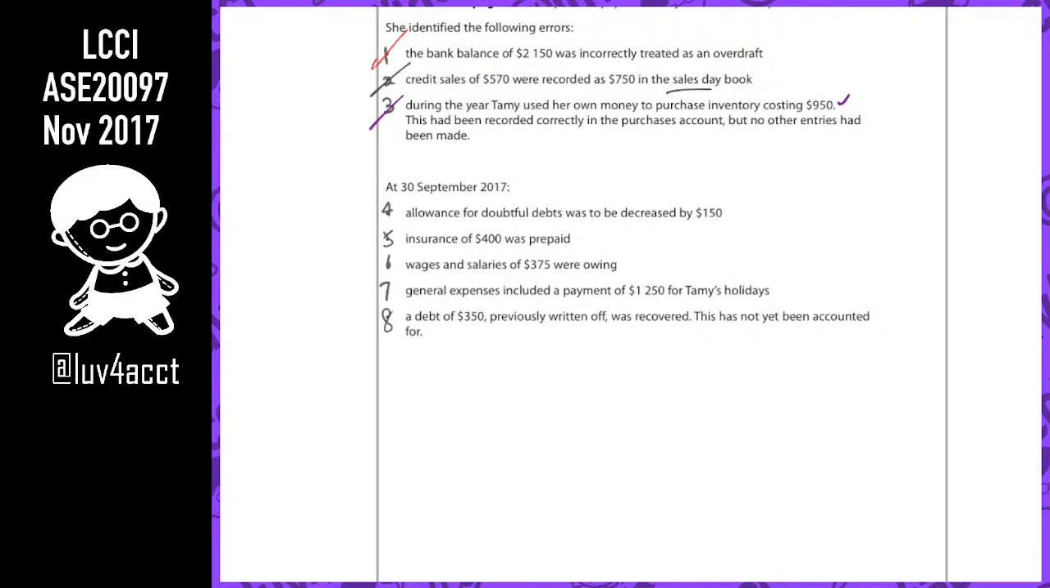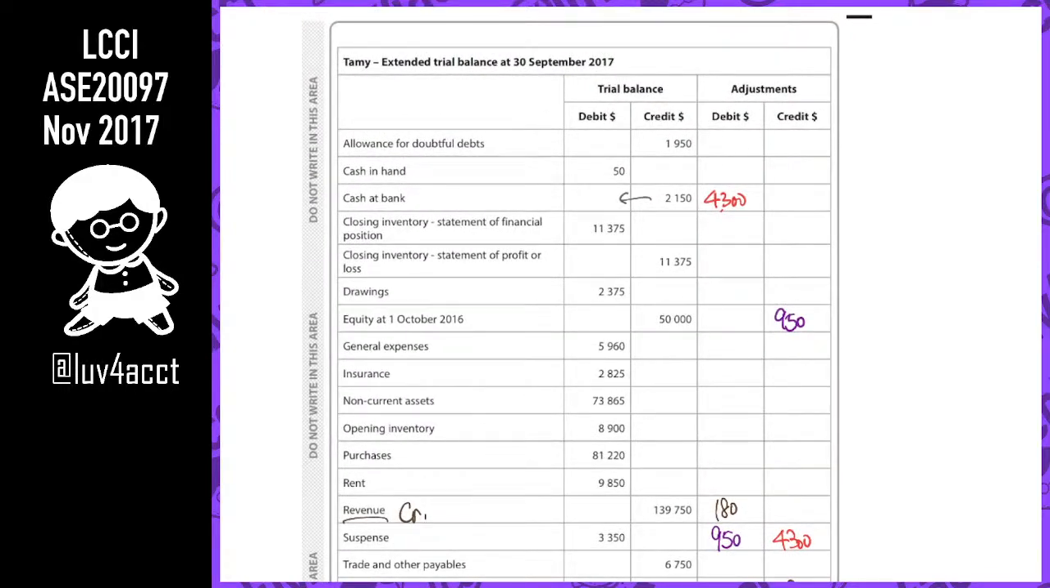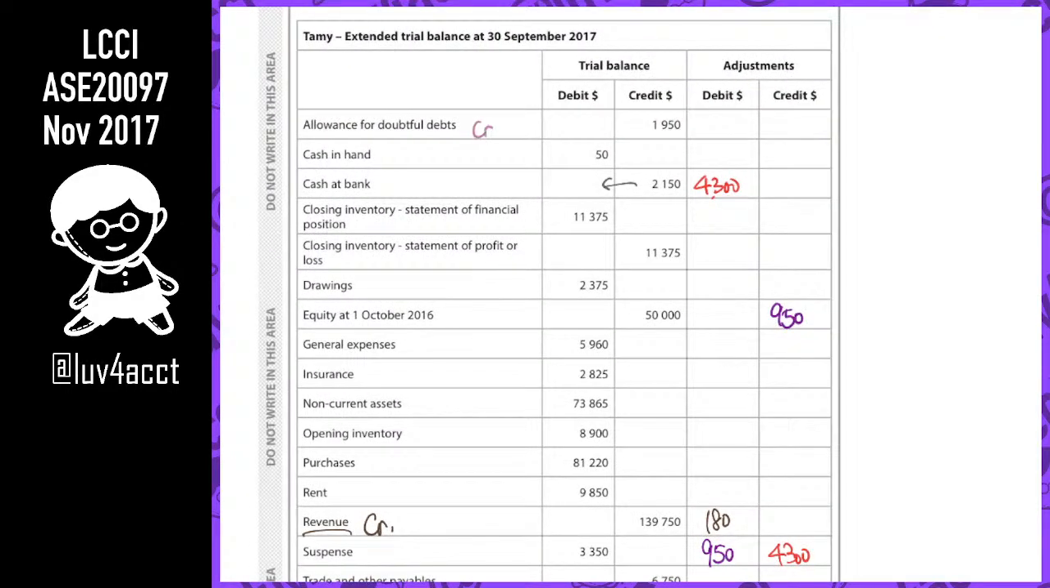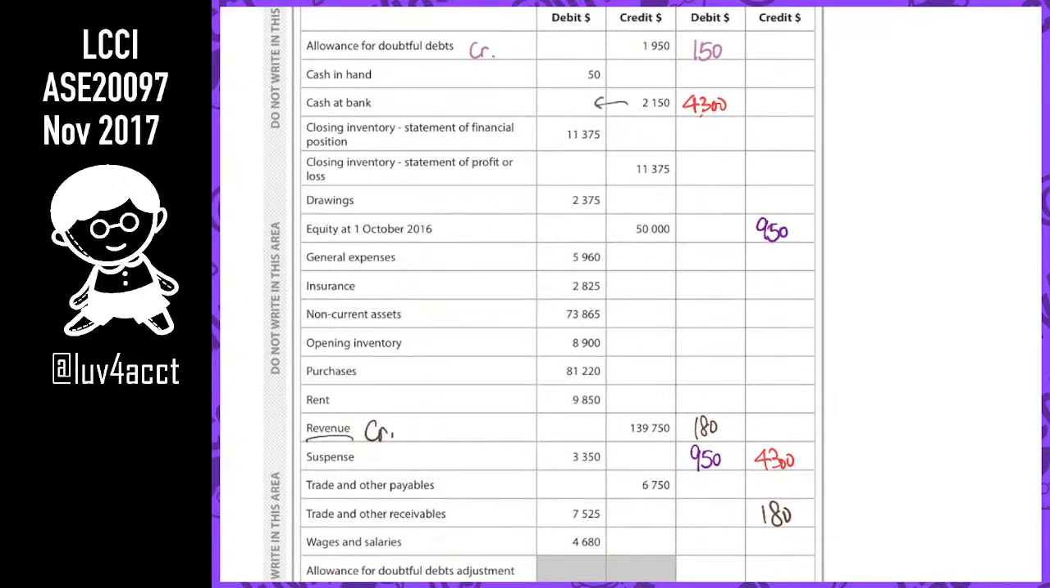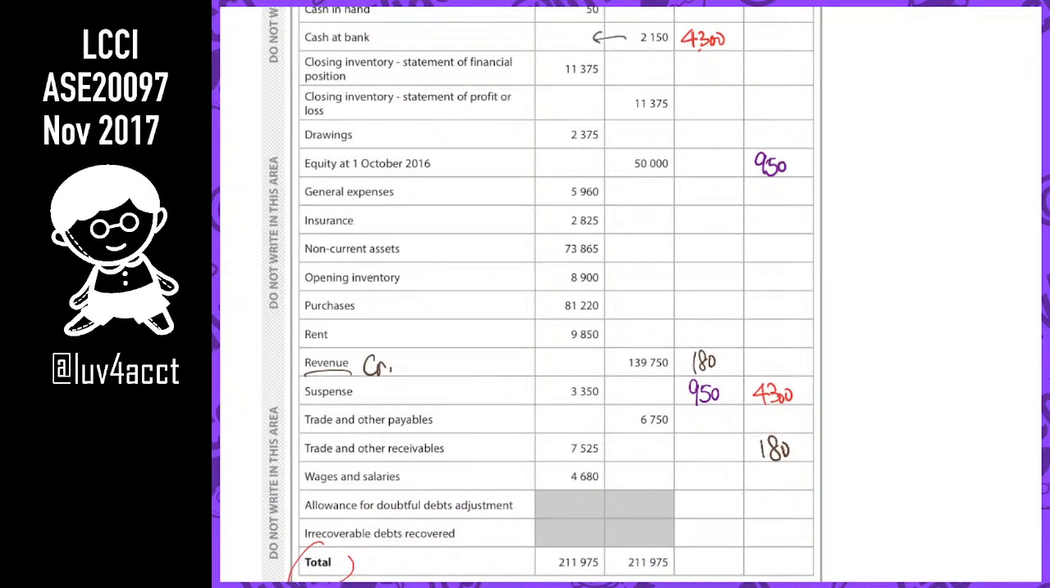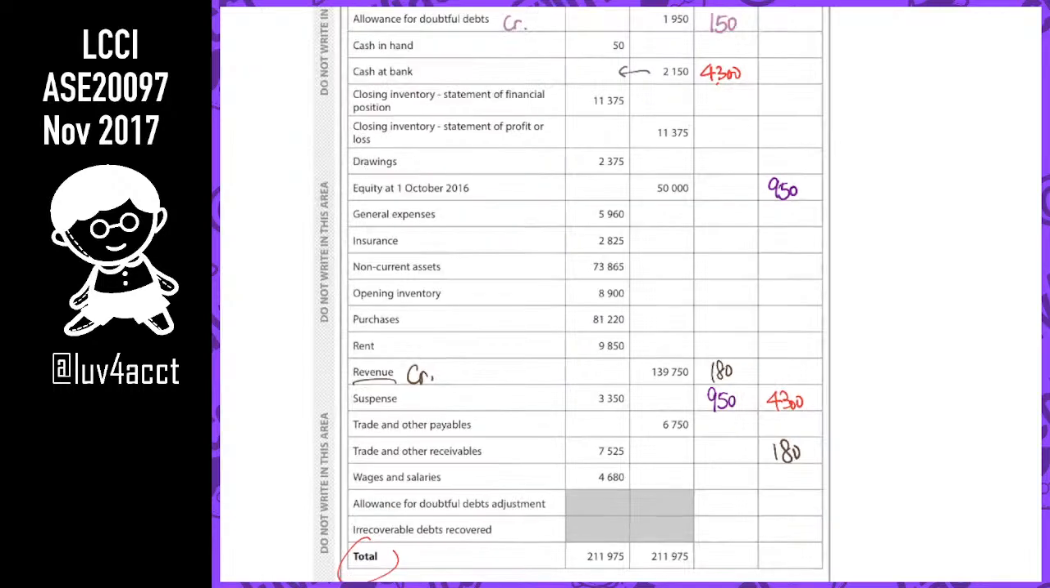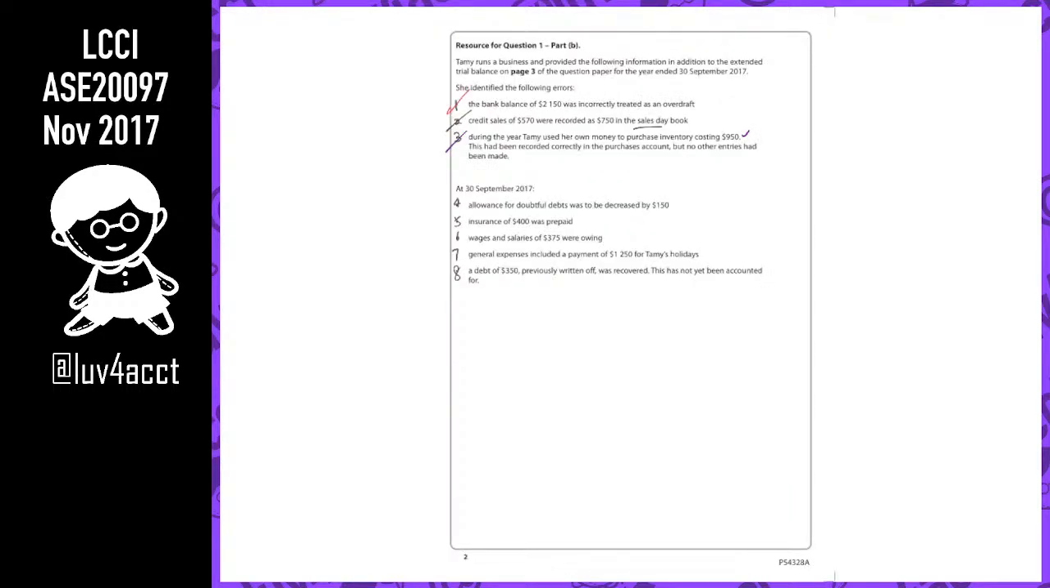Item 4. At year end, an allowance for doubtful debt was to be decreased by 150. Allowance for doubtful debt is given to you directly. It is on the credit side, so if we want to reduce it, 150 goes on the debit side. Also, because there is a decrease, we actually have other income. So allowance for doubtful debt adjustment, 150 on the credit side. Item 4 done.